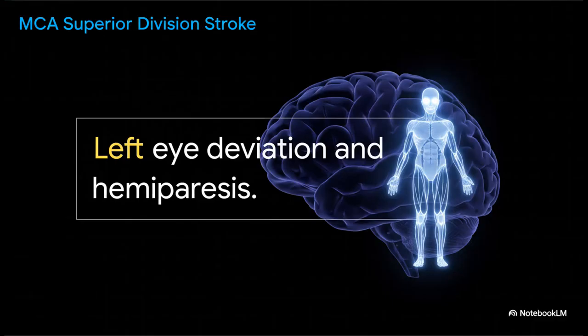But we definitely don't just stop at speech. Because the superior division also supplies the adjacent motor cortex and the frontal eye fields, Broca's aphasia is overwhelmingly associated with distinct physical findings. You're going to see ipsilateral or left-sided deviation of the eyes, simply because the destructive lesion prevents the eyes from looking away from the stroke. Plus, you'll see contralateral right-sided hemiparesis. And thanks to the organization of the motor homunculus on the lateral aspect of the cortex, this weakness will strictly involve the face and arm, way more severely than the leg.